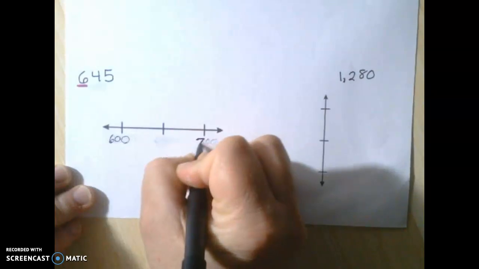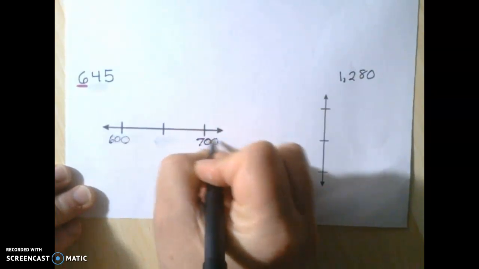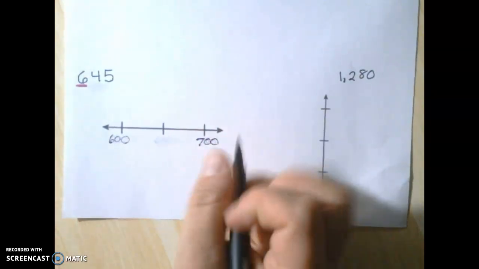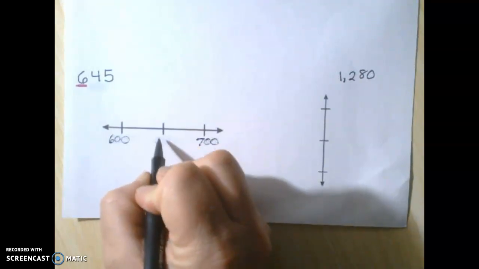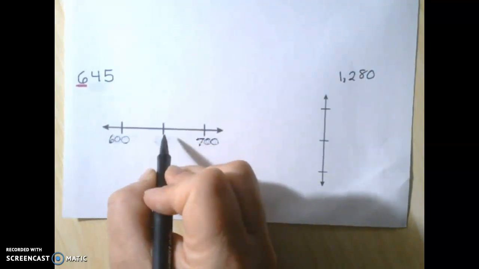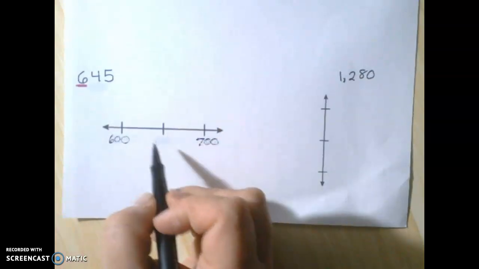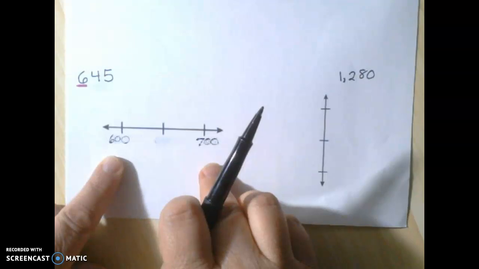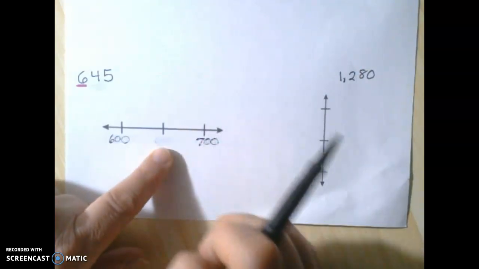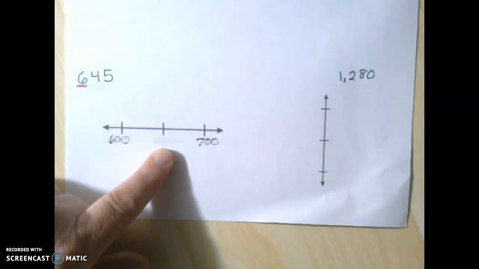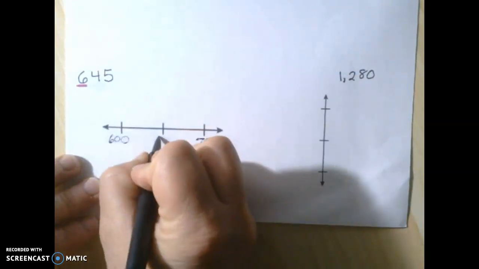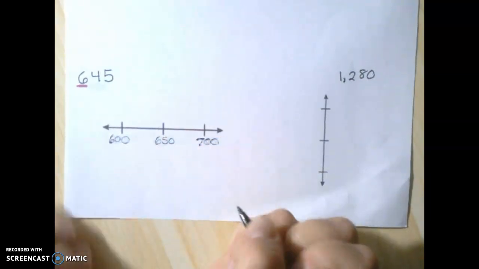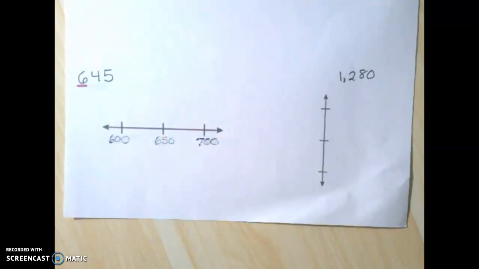600 and 700. There we go. Now in this midpoint, I need to label the midpoint. The midpoint is the number that is exactly in between my 2 endpoints. So what number is exactly halfway between 600 and 700? It's 650. So 650 is exactly halfway in between 600 and 700.